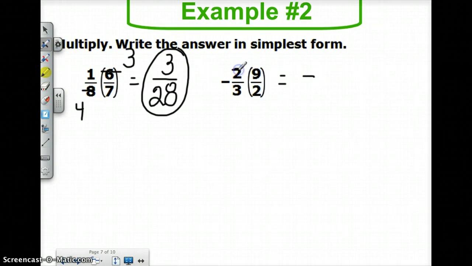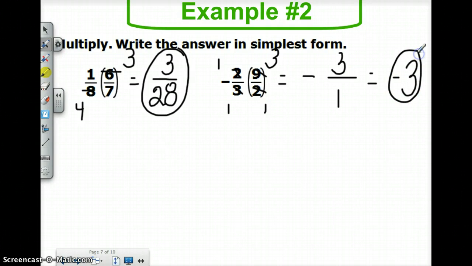2's, 2 goes into 2 one time. And 3 and 9. A common factor for 3 and 9 is 3. 3 divided by 3 is 1. 9 divided by 3 is 3. Now let's go ahead and multiply. Multiply our numerator. 1 times 3 is 3, and 1 times 1 is 1. And when you divide -3 by +1, your answer in simplest form is -3.